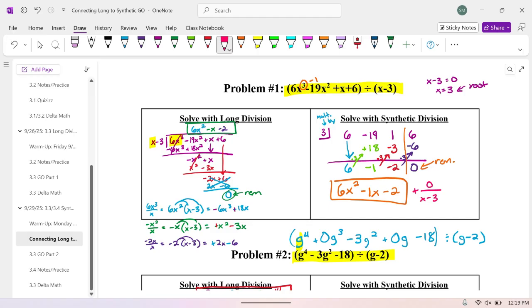All right, so what I want you guys to do now is try by yourself for about 2 minutes the second problem using synthetic division. You already know what your answer is supposed to be for the second problem. Now try it with synthetic division and see if you can get the same answer.